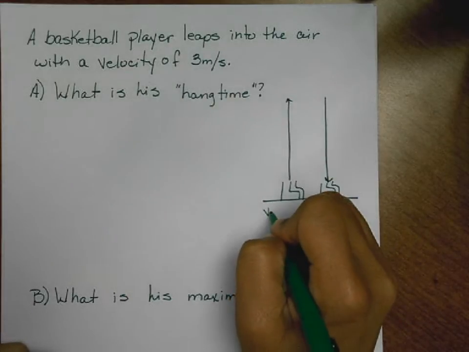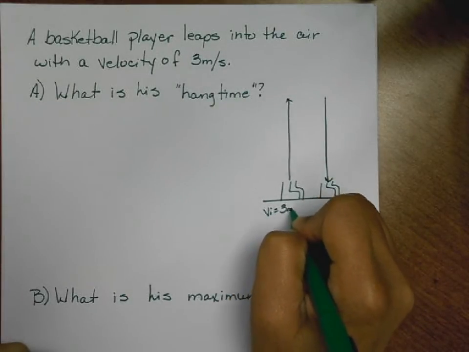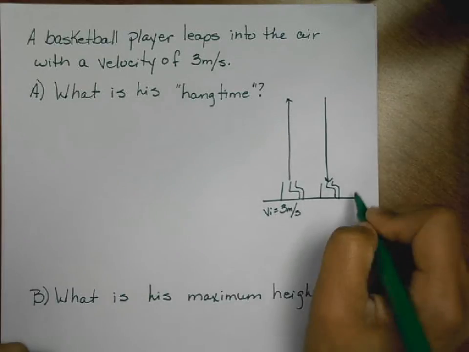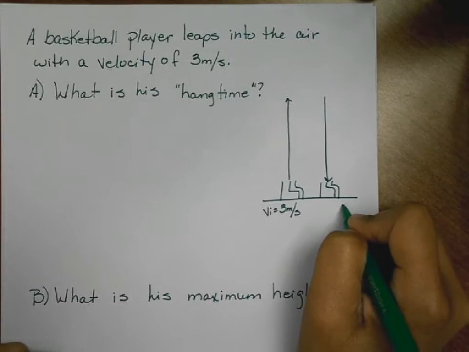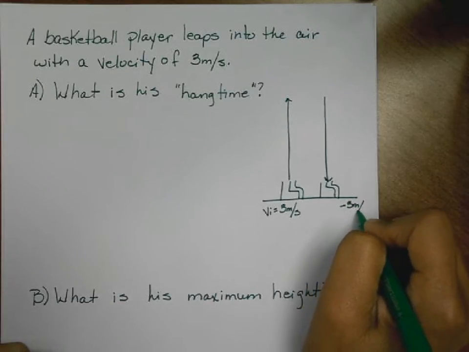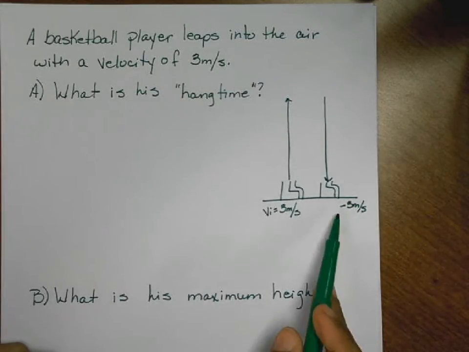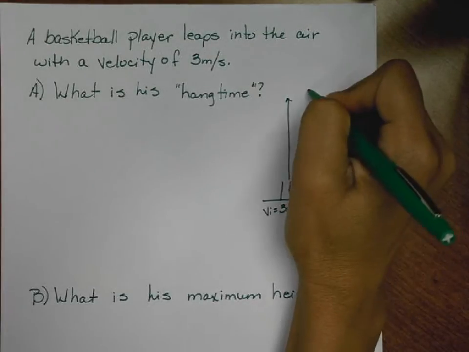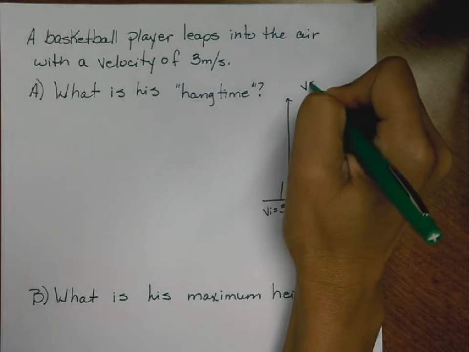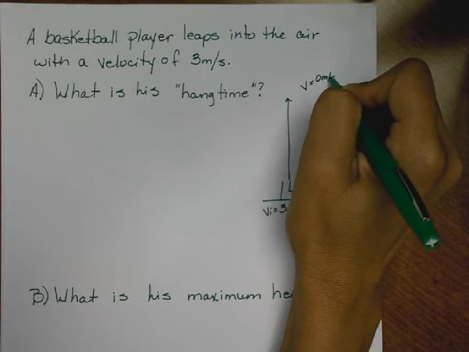Well, I know a couple of things. I know that the initial velocity over here is 3 meters per second, and I know the velocity when he comes back down to the same height is negative 3 meters per second. Negative because he's falling down. There's one more thing I know. I know that the velocity up here is 0 meters per second.